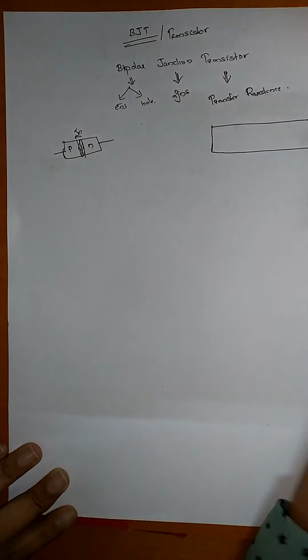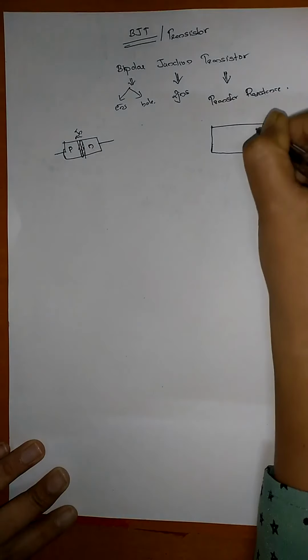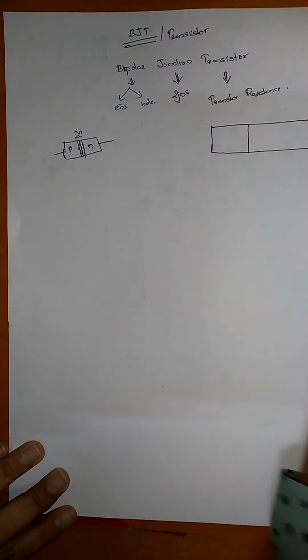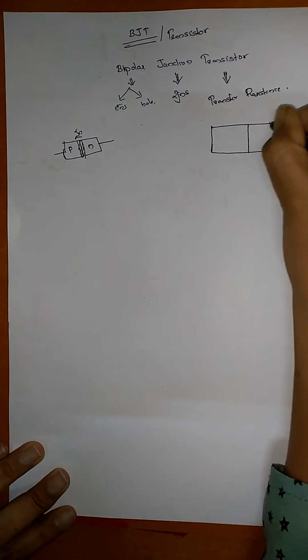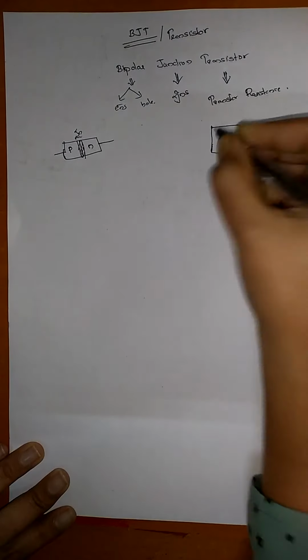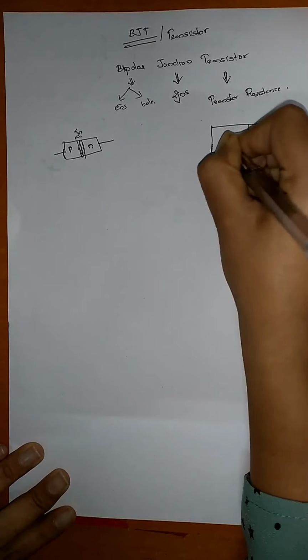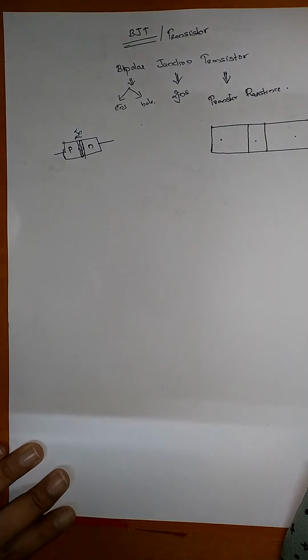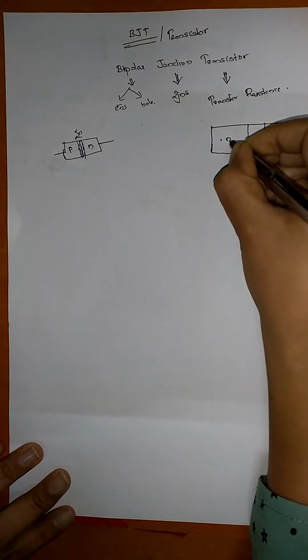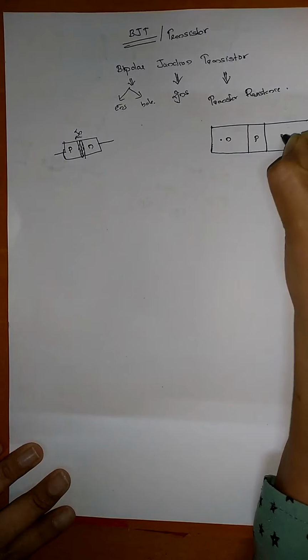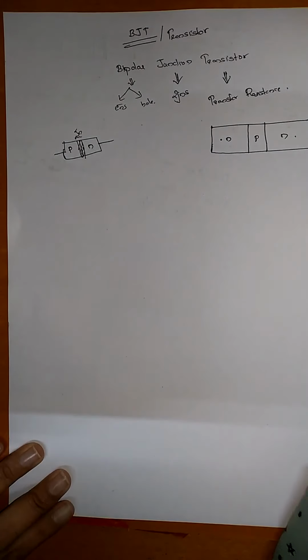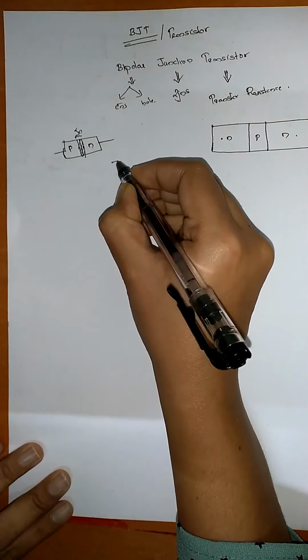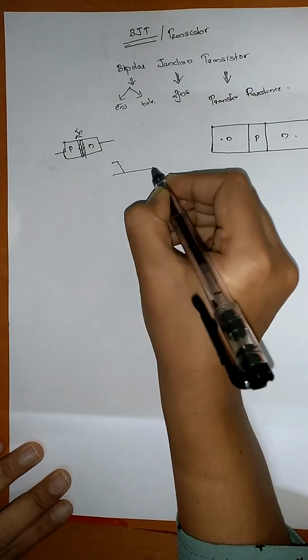Unlike the diode, now we are having two junctions, isn't it? So I have an emitter, then I have a base which is thin. So this is my emitter region, base. I have three layers, and this is my collector region. So I am using NPN transistors. For NPN transistors, we know the direction of the current flow.